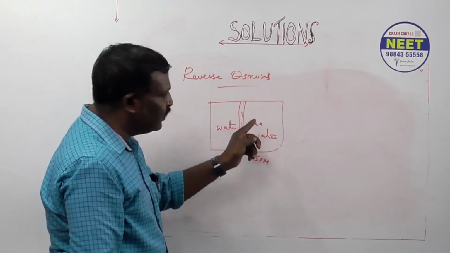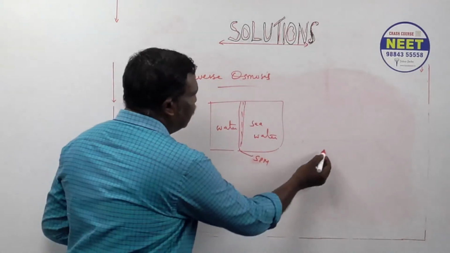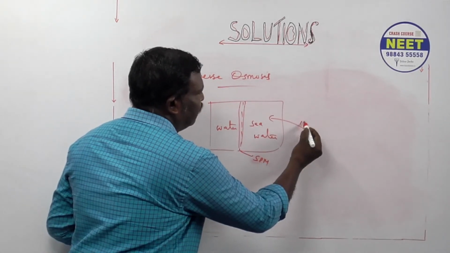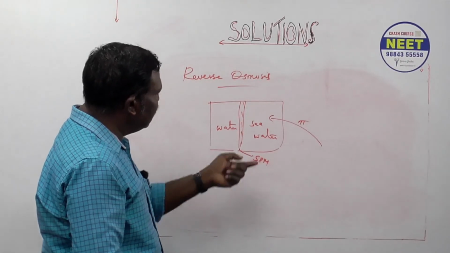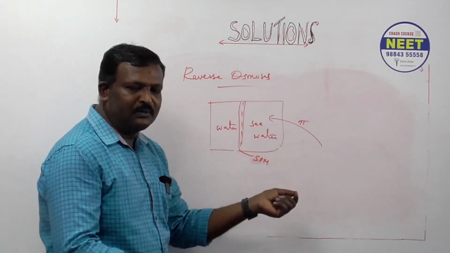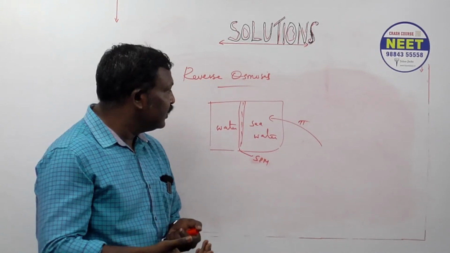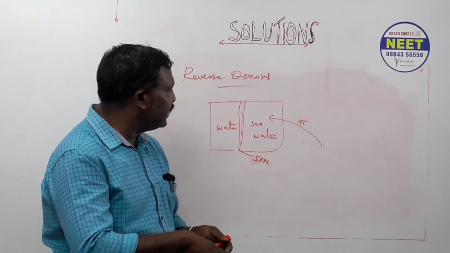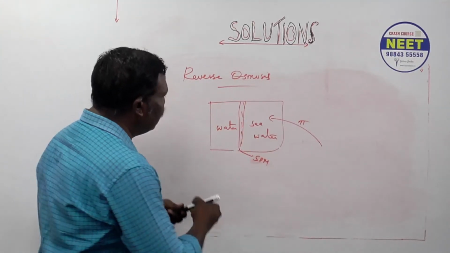If you want to avoid or stop osmosis, we have to give what? Pressure. More pressure. If you give some pressure, we can stop osmosis. But you have to give more pressure than the osmotic pressure. Then only we can push, with the overall pressure here.